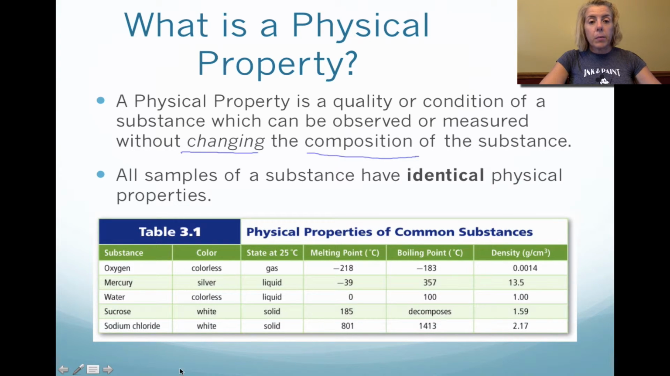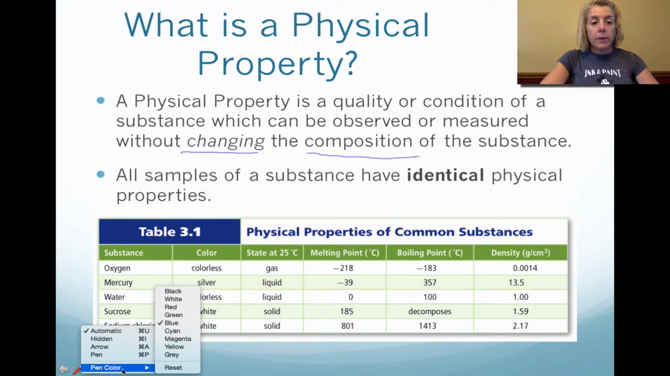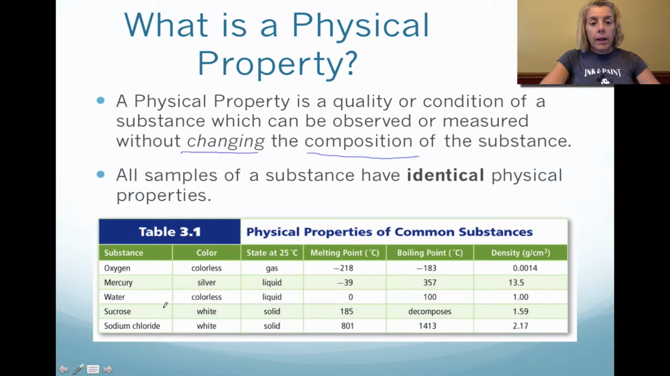Here we have an example of physical properties of common substances. And notice that oxygen, it has no color. It has a melting point and a boiling point. It has a certain density. When you look at water, it obviously has a certain color. It also has a certain melting point, boiling point, and density.